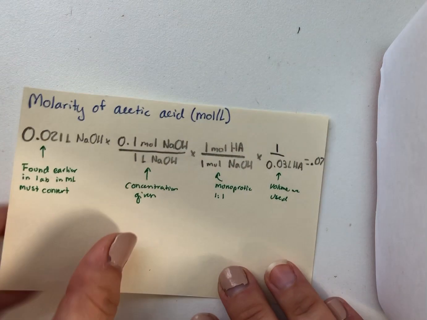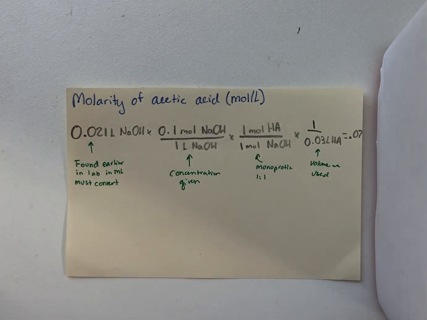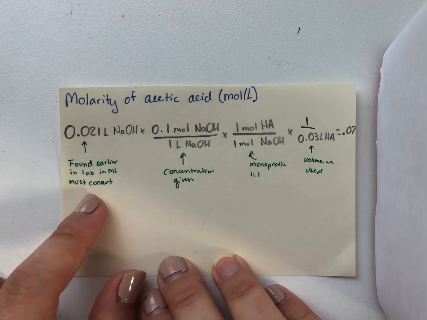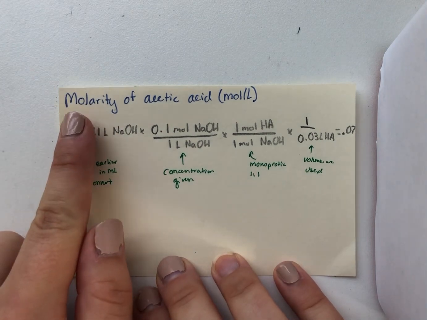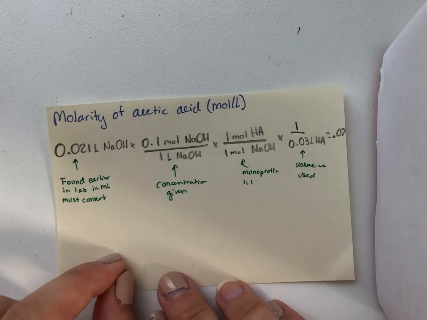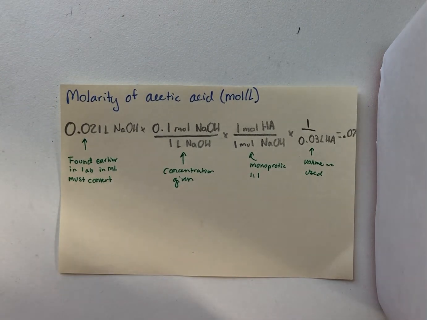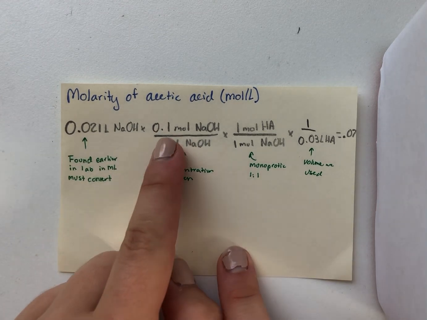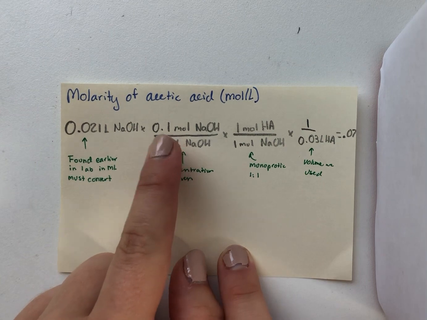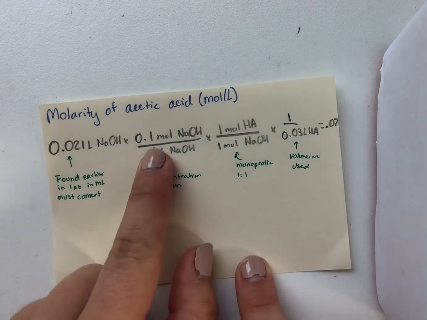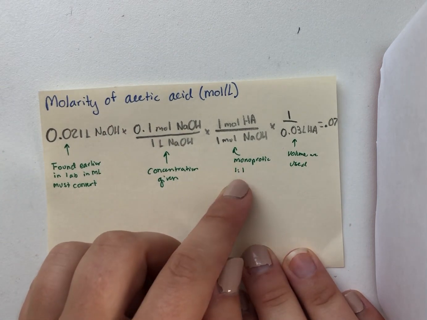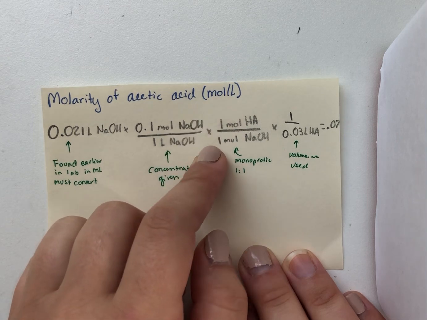So to continue on, we're going to find the molarity of acetic acid. So this is a little bit farther down in our calculations, so I did a little bit of labeling. So we found earlier in the lab that we actually had 21 milliliters of NaOH go in, but because molarity is moles per liter, we have to change it to liters, so that's how we got the decimal. Then this is from our given concentration, so that's why it's 0.1 mole over 1 liter. And then because this is a monoprotic reaction, it's 1-to-1. So that's why we have 1 mole of HA over 1 mole of NaOH.